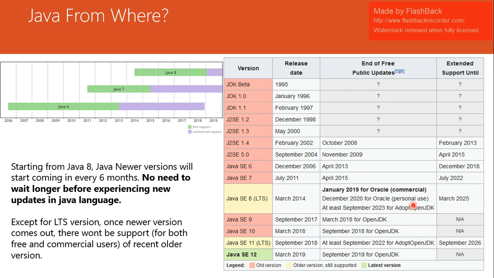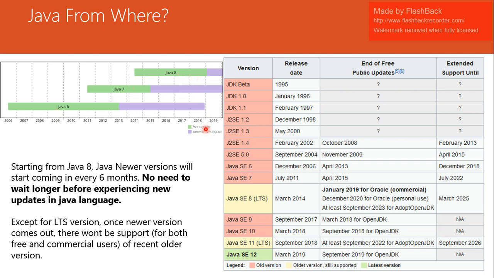As for LTS, support still remains till 2025 for Java 8 and 2026 for Java 11, except for the LTS versions, as I said. So that's all. If you look at this graph, you would see Java 6, Java 7, Java 8, and the green ones mean free support. So there is free support for Java 8 till 2018.